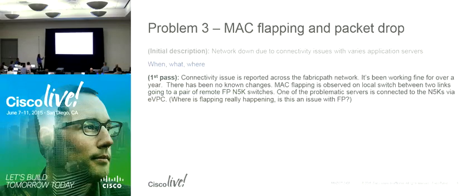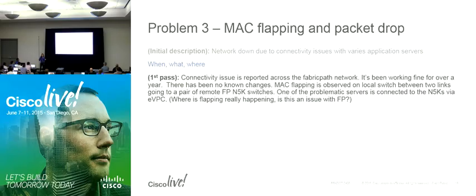It's been working for over a year and there's no known change. But one thing they do see is there are MAC flappings. It's going to a pair of remote Fabric Path N5Ks. So it seems to be really complex. We don't know how big their Fabric Path deployment is. So now what do we do?